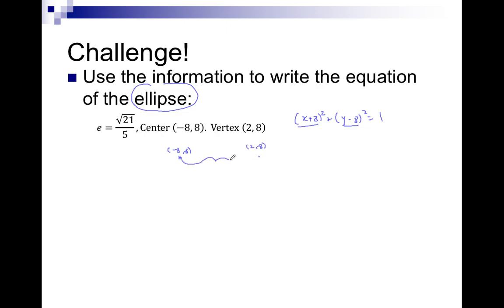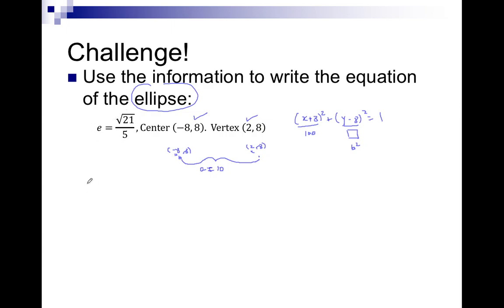Therefore, what is this distance? Since it's out to a vertex in an ellipse, that's A. And if I started at negative 8 and I ended at 2, how many steps is that? So A equals 10. Therefore, I'm going to put 10 squared here, and I'm just looking for B squared, right? So I look back at my information. I've used my center. I've used the vertex. What else do I have?